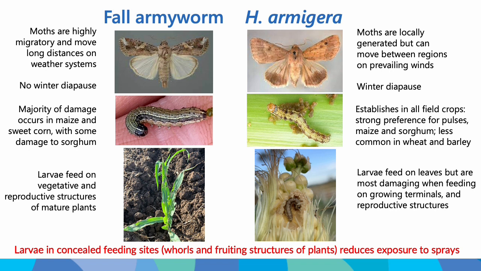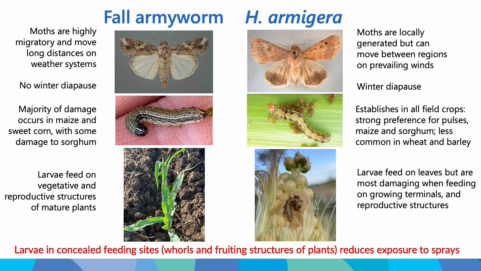Armigera moths, on the other hand, are generated locally in cropping areas, and they tend to cycle out of one crop and into another, and they will hang around in those areas just so long as there are suitable host plants available to establish on. And although armigera moths don't have the same migratory capacity as fall armyworm, they can still get pushed around on weather fronts and so can disperse between regions.